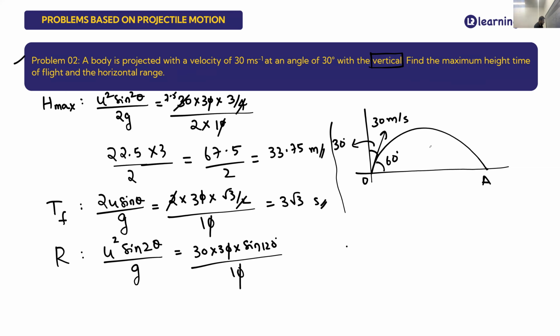if you try to solve this, you will get 30 into 3, which is 90, into sine 120, which is the same as sine 60. So it is going to be root 3 by 2. It will be 45 root 3 meter. So that is going to be the horizontal range in this scenario. Is that point clear? So it will be 45 root 3. Okay, make a note of it.